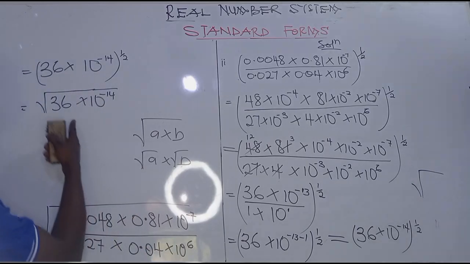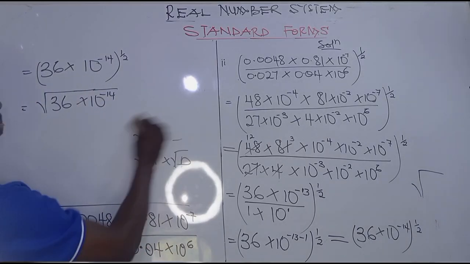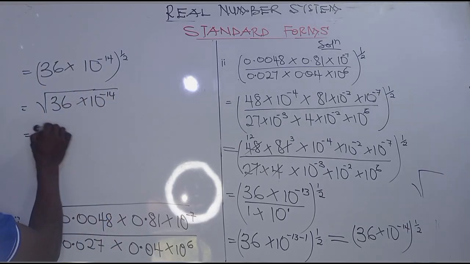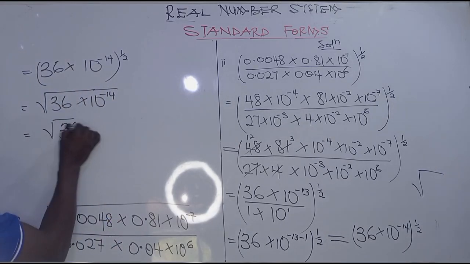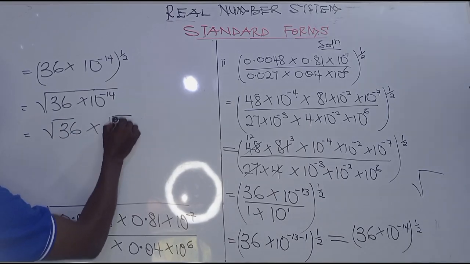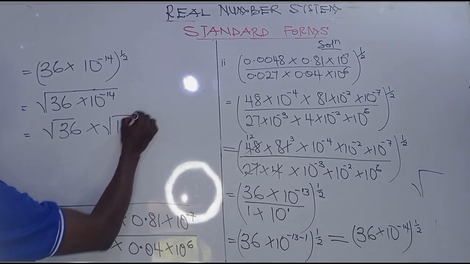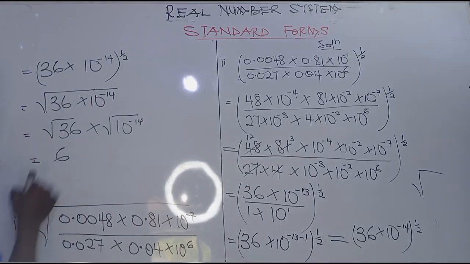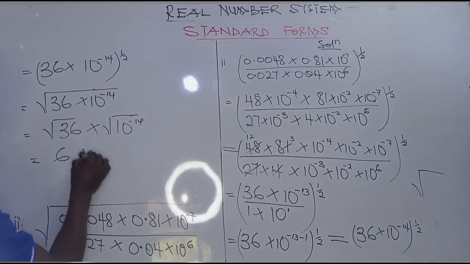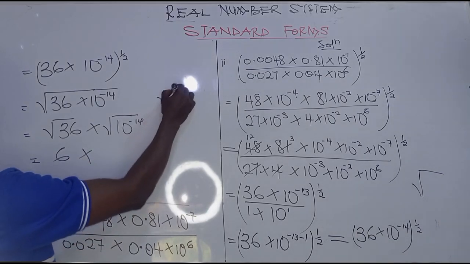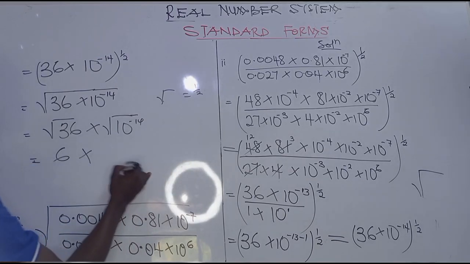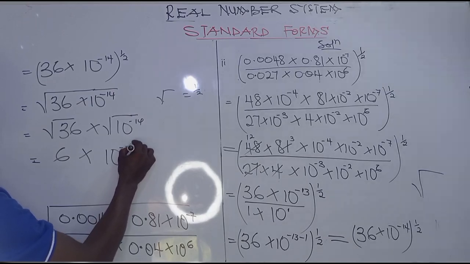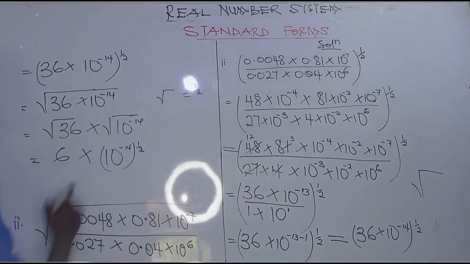So we can split this into this very form. So we have root of 36 times root of 10 raised to the power negative 14. Root of 36 will give us 6, right? Good. Now we said that the root sign is the same as the power of half. So we know that this is the same as negative 14 raised to the power of half.